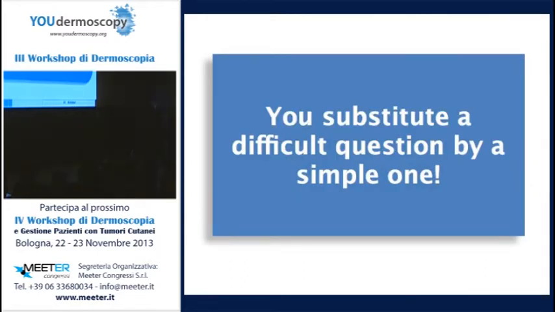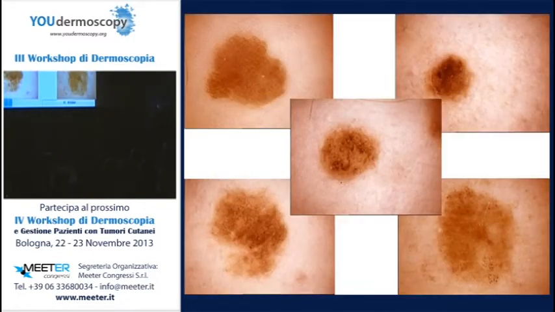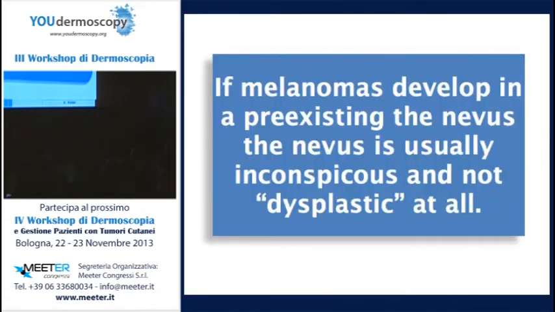What was the mistake you made? You substituted a difficult question, which lesion will develop into a melanoma, with a simple question. What is the simple question? Which lesion is the most ugly lesion? Maybe this one, maybe this one. But this was not the question. So the truth is, you cannot predict malignant transformation by morphology.